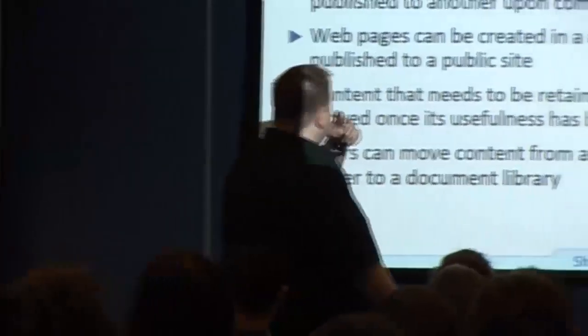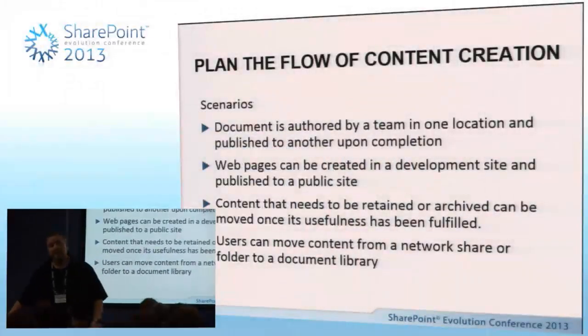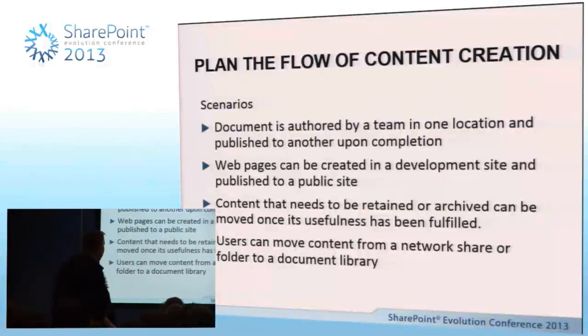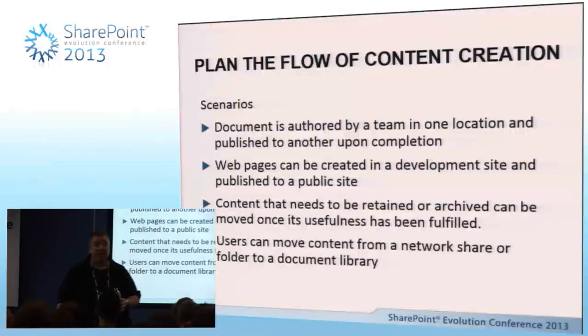So when you're talking about the flow of content, we have to look at, again, why? Maybe it's a document authored by a team in one location that needs to be published to another location. Maybe it's a web page that is created in a development site and then is published to a public site. Maybe it's content that needs to be retained or archived, that once it's been proven useful, you still need to keep it. Users can move content from a network share to a document library. There's all these different scenarios that we have to look at. So we have to understand not only the content and how it works, but also the process that it goes through to get created.